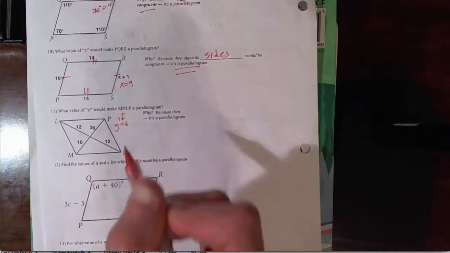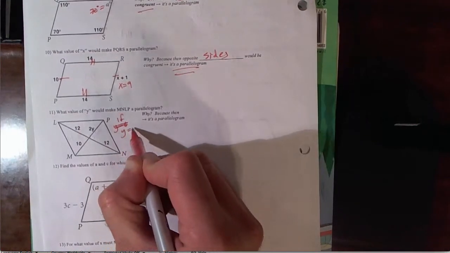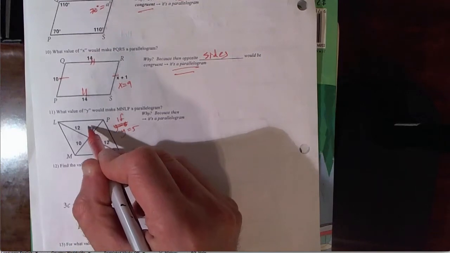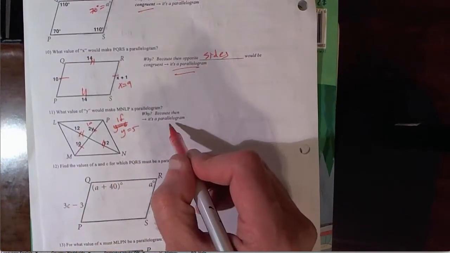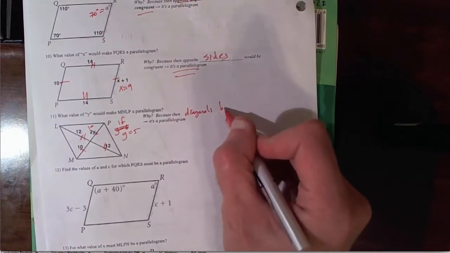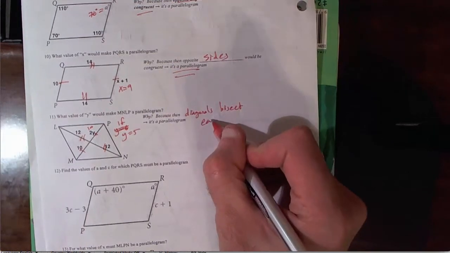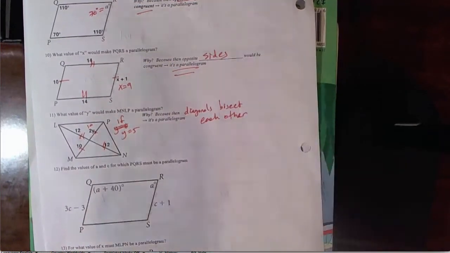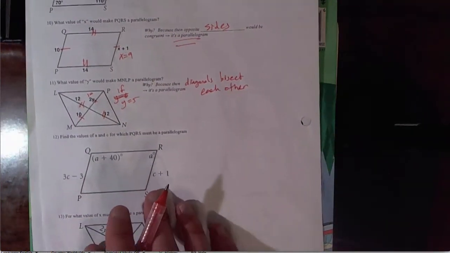What value of y would make this MLNP a parallelogram? That would be 6, right? If y equals 6, sorry, not 6, but if y equals 5, then it's a parallelogram, because this would be 10 and 10. Then the diagonals would bisect each other, right? The diagonals would bisect each other.